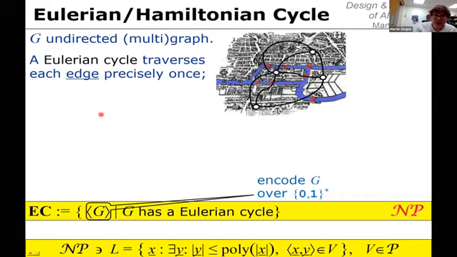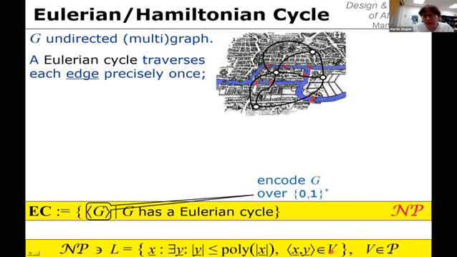So to summarize, we have just rephrased the Eulerian cycle problem in the form of an NP problem where we conceive the witness y, and we give the semantics to the witness y to be the binary encoding of a purported Eulerian cycle. We've verified this has polynomial length, and whether it is actually a Eulerian cycle is something that can be decided in polynomial time. So that's so much about the Eulerian cycle problem.